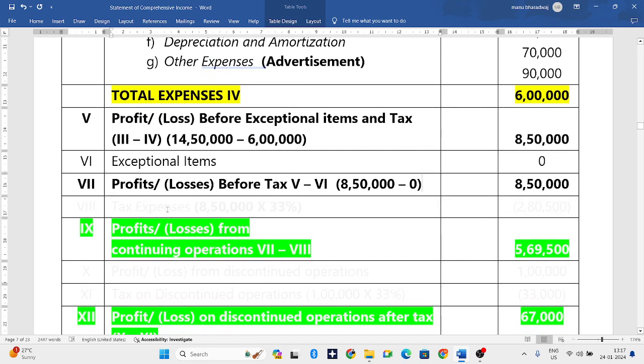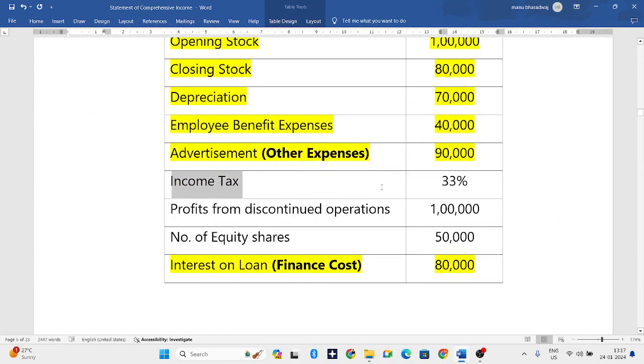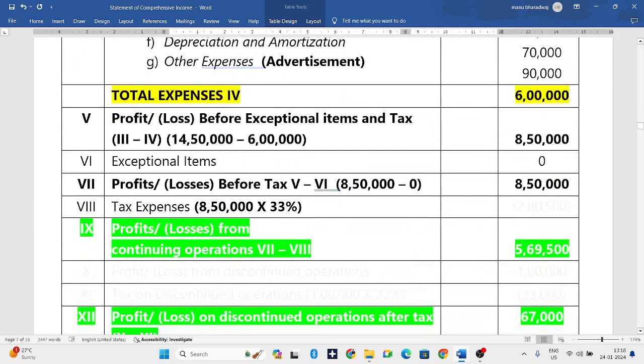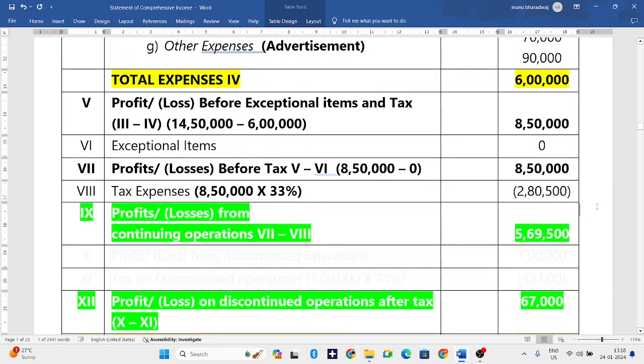Now for these profits, whatever profits we have got, we need to charge tax. In the question they have given that income tax is 33%. So here we apply 33% tax. On 8,50,000 we have to charge 33% income tax. So 33% on 8,50,000 will be 2,80,500.